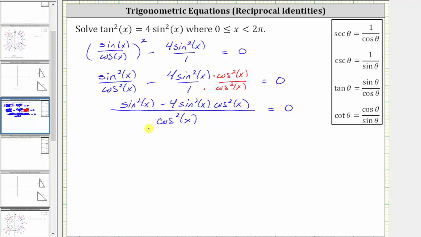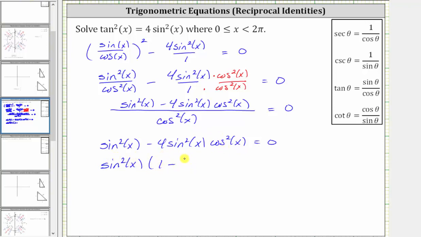From here, a fraction is equal to 0 when the numerator is equal to 0 and the denominator is non-zero. And therefore, the fraction on the left is equal to 0 when the numerator of sine squared x minus 4 sine squared x cosine squared x is equal to 0, and cosine squared x can't equal 0. To solve this equation, we will factor out the greatest common factor, which in this case is sine squared x. If we factor out sine squared x, we have sine squared x times the quantity 1 minus 4 cosine squared x.